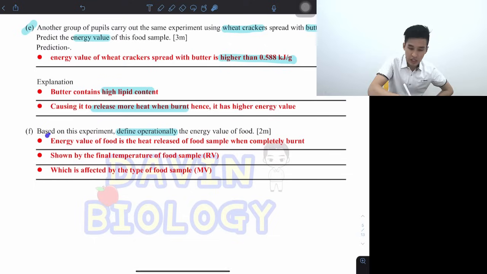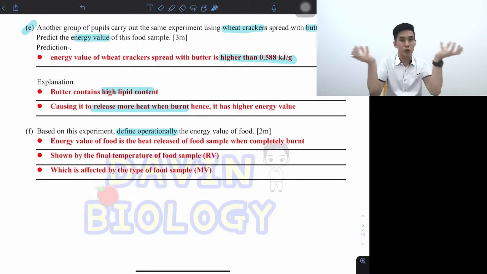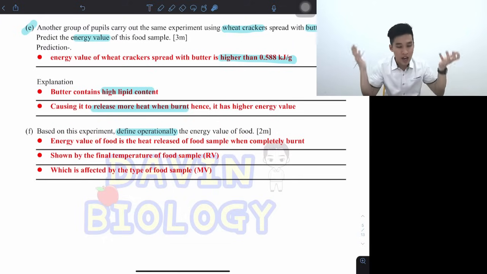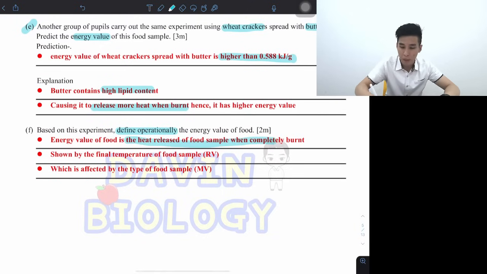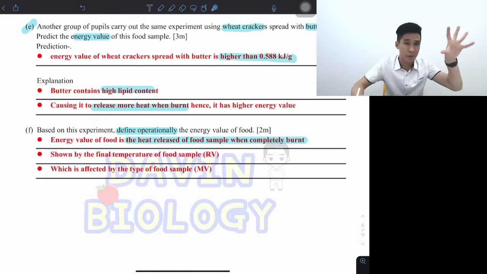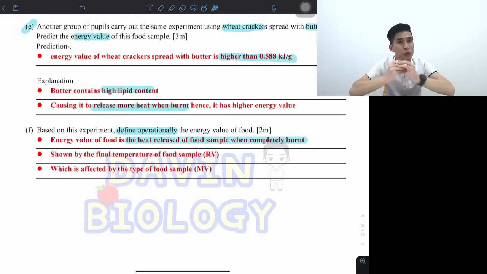First point is the definition of the energy based on the experiment and based on theory you mix together. Okay, so I say here, energy value is the heat released by food sample when it's completely burnt. Now I know this point is slightly hard to get sometimes, so this one you just try your best. Try to relate the experiment to the theory definition, and then try to combine together. So I would say energy of the food is the heat release of the food when burnt. Okay, if this one you really cannot, never mind.